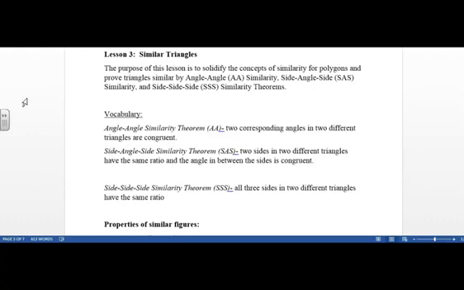The vocabulary included in this lesson includes the angle-angle similarity theorem, which means we need two corresponding angles in two different triangles to be congruent in order to conclude the triangles are similar. Another way that we can prove that they are similar is if we use side-angle-side similarity theorem. We have two sides in two different triangles that have the same ratio, and the angle in between the sides is congruent. And the last one is what we call side-side-side similarity theorem. If all three sides in two different triangles have the same ratio.